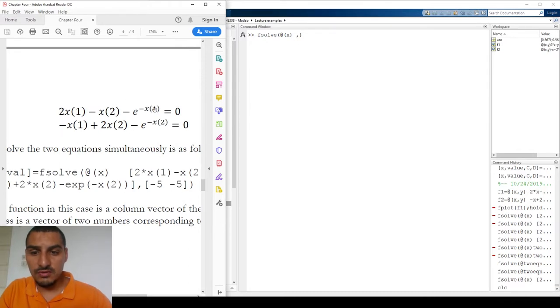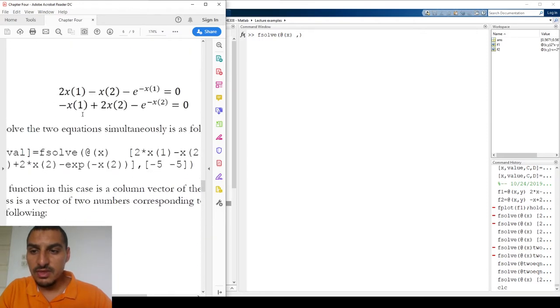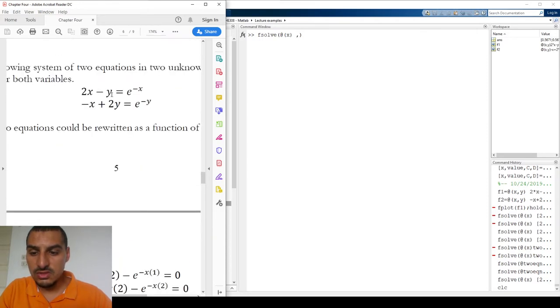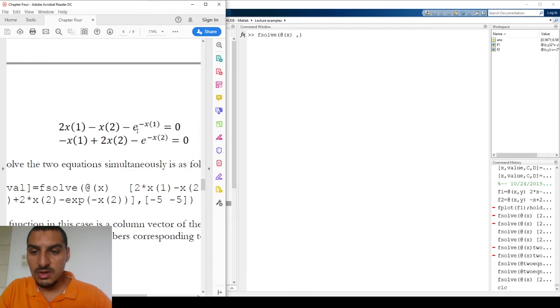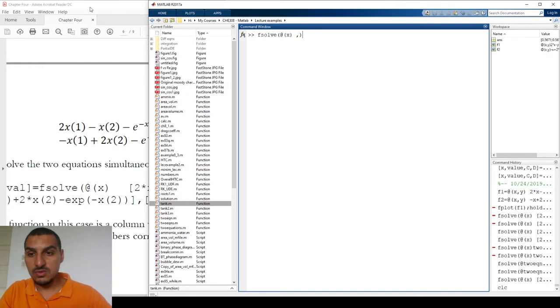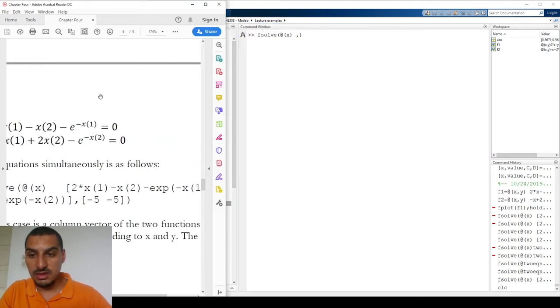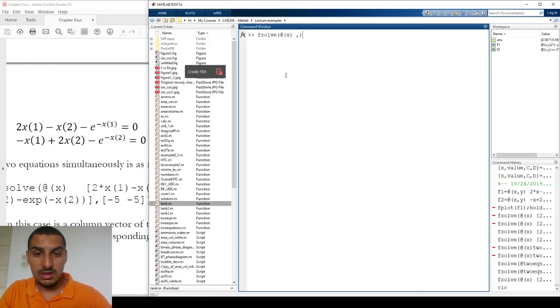First we put everything on the left hand side so that the equation equals 0, and then we have 2x1, which is 2x, and then minus x2, which is y, and then minus e power minus x1, which was e minus x. So this is the way the software will understand the input that we have. So this is the way we are going to write the equation.